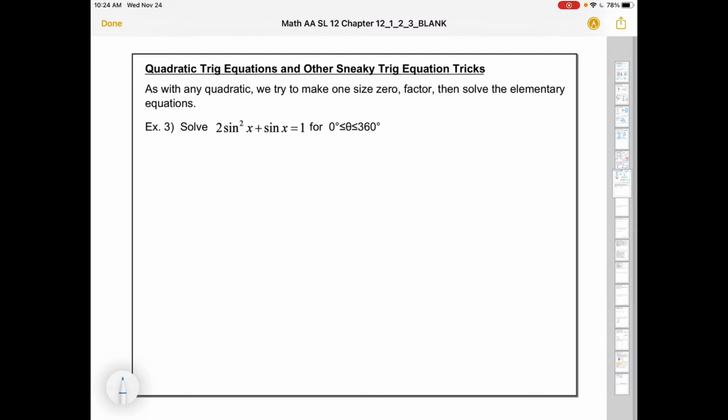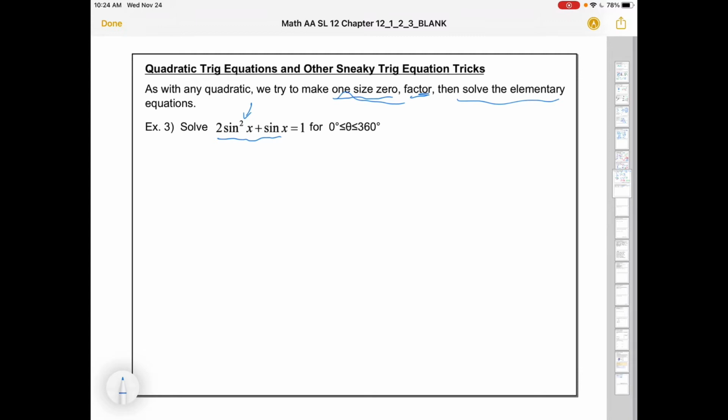We're looking at quadratic trig equations, so we get to combine two of our favorite things, quadratic equations and trig equations. In this first one, we've got sine squared x plus sine x equals 1. So clearly it's a quadratic because there's a squared on it. When we have quadratic equations, typically, even if we are going to use the formula, we make one side 0.